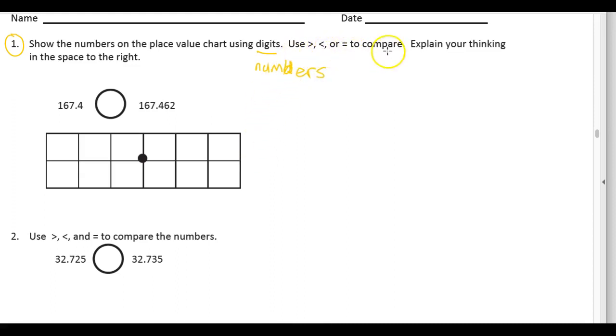Use greater than, less than, or equal to compare, and then explain your thinking off to the side. So you're going to have some thinking going on over here, which probably is just like a sentence. So you want to make this chart right here. Make that chart, put these numbers, this one, in the chart, put this one in the chart, and then let me know which one is bigger than which. And then tell me why you think that.